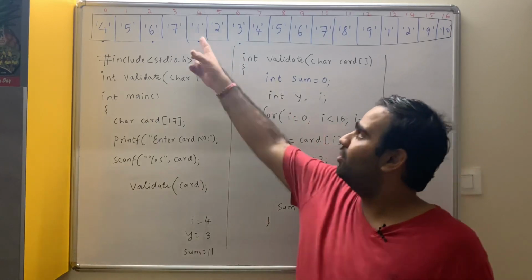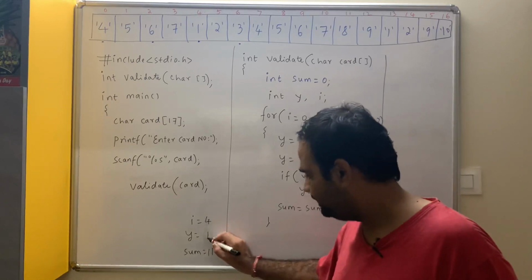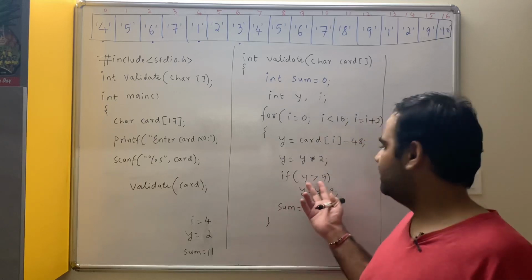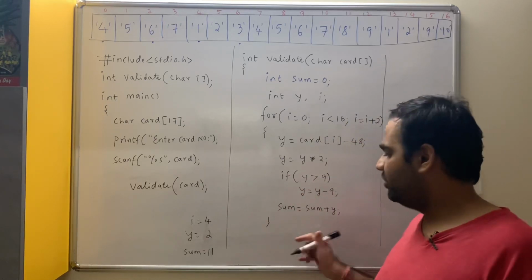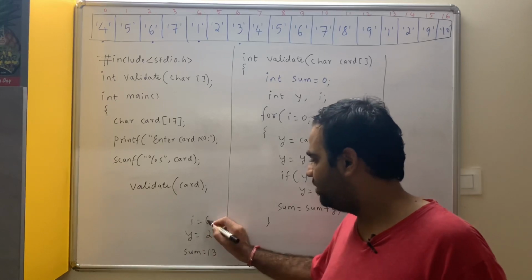Yes. Character of 4 is character 1. Character 1 minus 48 is nothing but 1. 1 into 2 is 2. 2 greater than 9. No. Therefore you say sum is sum plus y. 11 plus 2 is 13. Again you say I is equal to I plus 2.